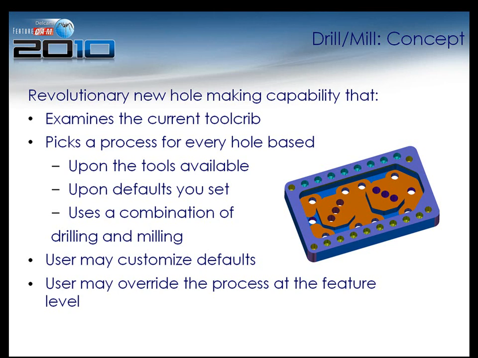Drill mill is a revolutionary new hole making capability that examines the current tool crib and then picks a process for every hole based upon the tools that you have available, any defaults that you've set, and then using a combination of drilling and milling. Now the user may customize the defaults at any point, and the user may override the process at the feature level as well.